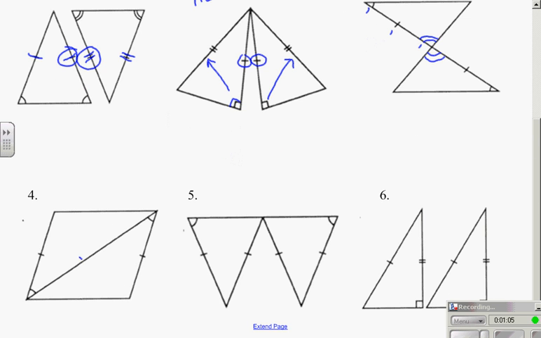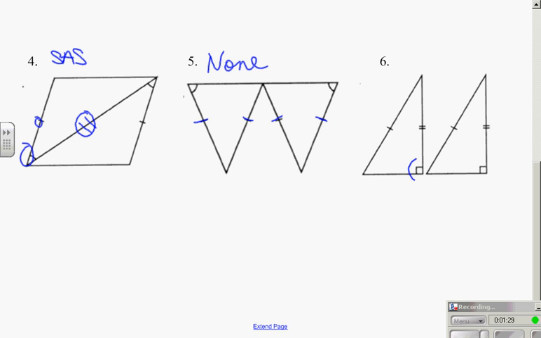In number 4, I have a reflexive side. So when I mark that, I see I have side, angle, side, which corresponds to the other side, angle, side. In this case, I do have corresponding sides and angles, but remember, there are no potty words in math. And so this does not prove congruence. And the last one is another right triangle. I know a hypotenuse and leg. These are congruent by HL.